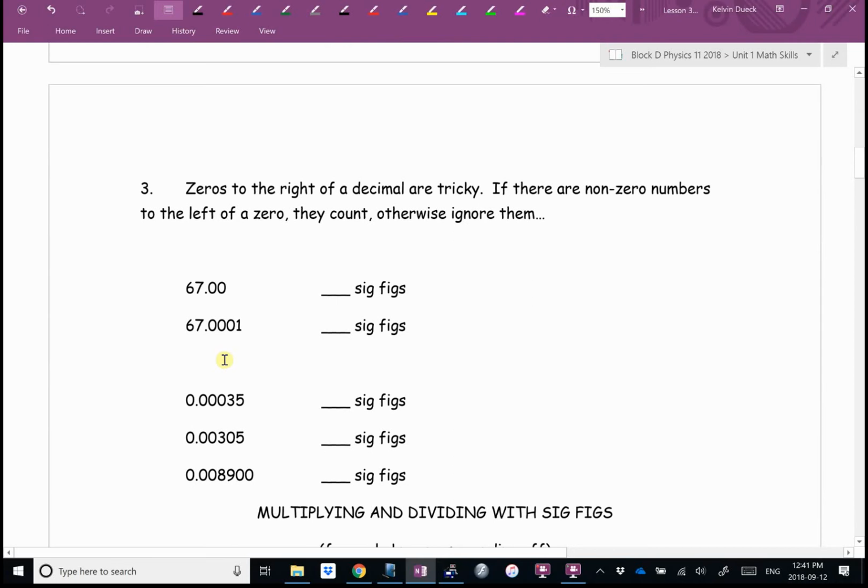Zeros to the right of a decimal are trickier. If there are non-zero numbers to the left, they count. Otherwise, ignore them. So, how many sig figs? Not 2. 4. How many sig figs? 6.